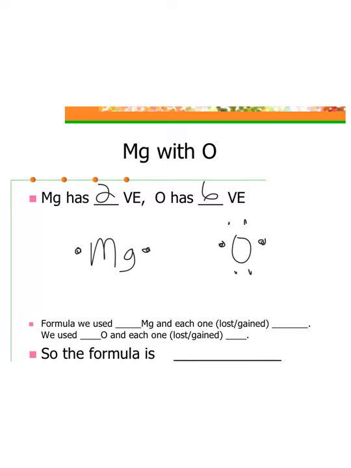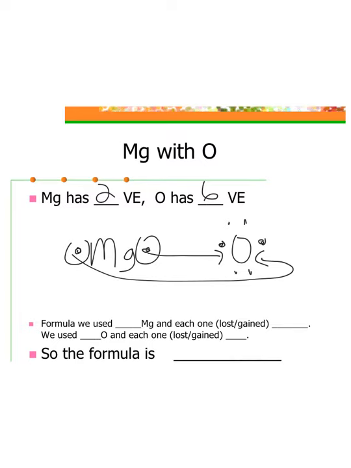So when I do this on here, magnesium has 2 valence electrons on there. It doesn't want them. O needs those. So this is the perfect situation. We're going to move those over. So magnesium gives 1. It still has another one and O wants it. So we're done. That's all we have to do.